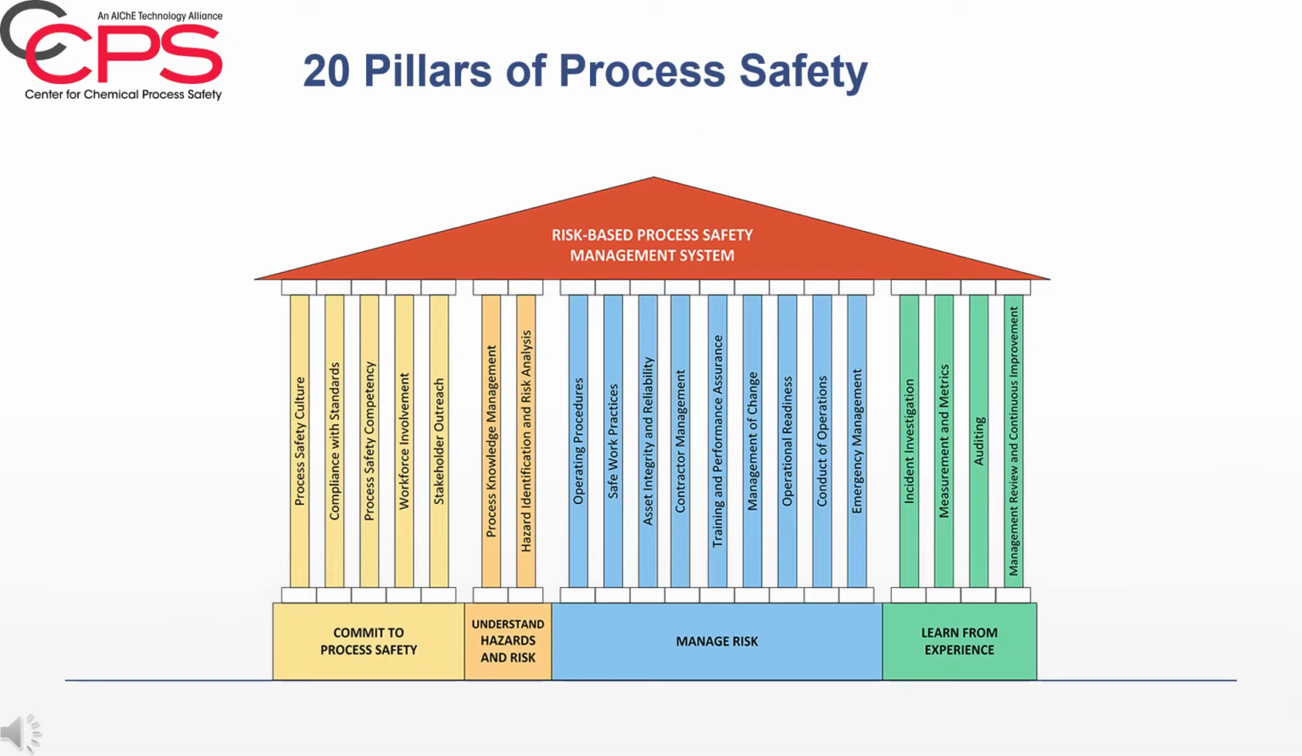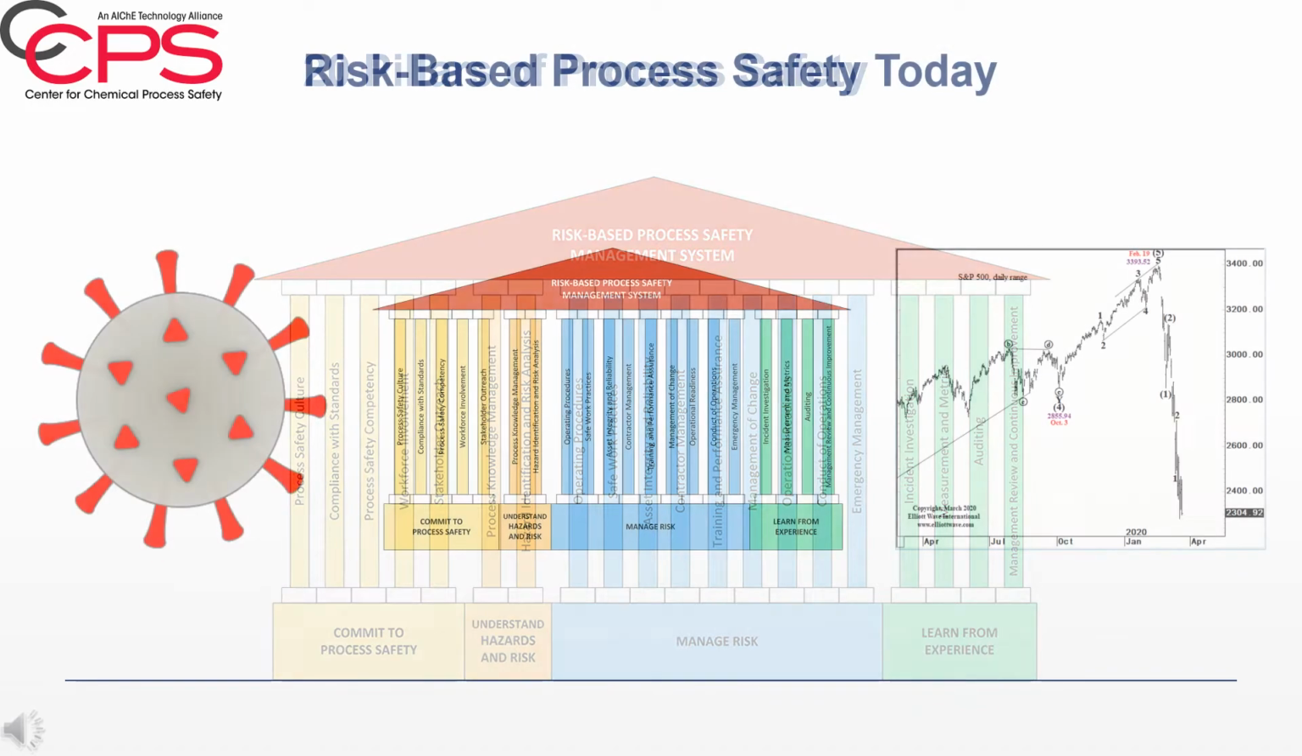The Center for Chemical Process Safety promotes the notion that an integrated approach needs to be used for process safety. This diagram shows what they call the 20 pillars of risk-based process safety.